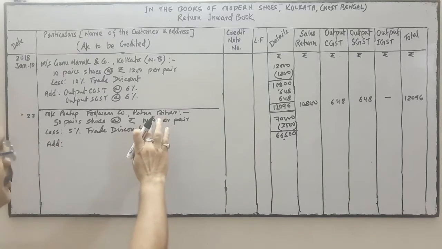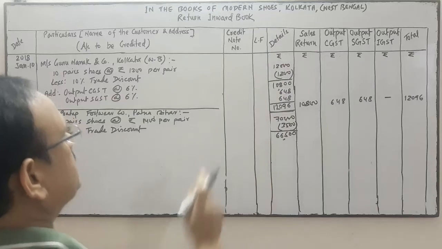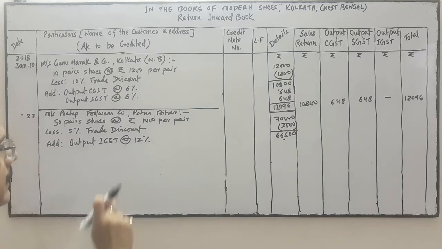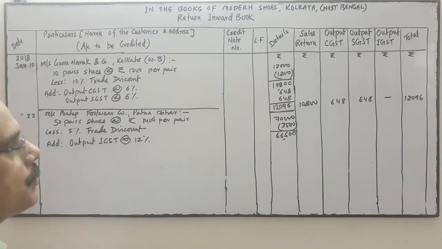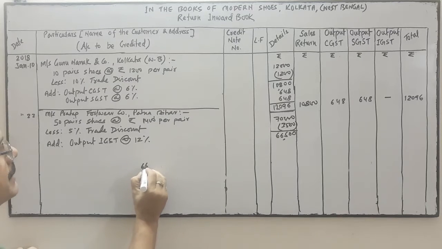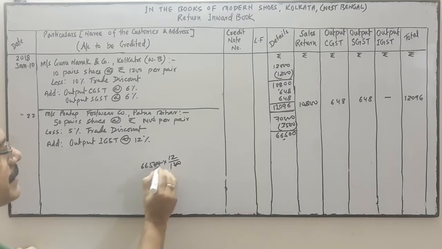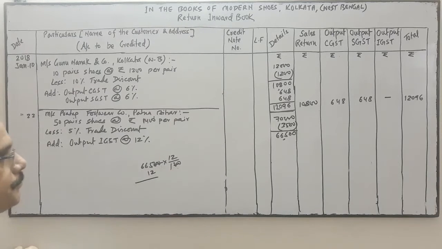Add tax. The customer is from Bihar and the seller is of Calcutta. It's an interstate transaction. So output IGST will be calculated at the rate of 12%. Both percentages will be clubbed. CGST and SGST will be totalled, and that becomes the IGST. So 12% of 66,500.